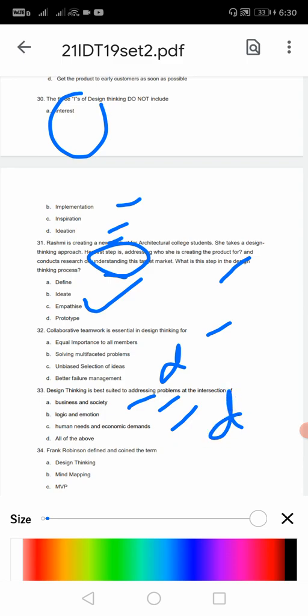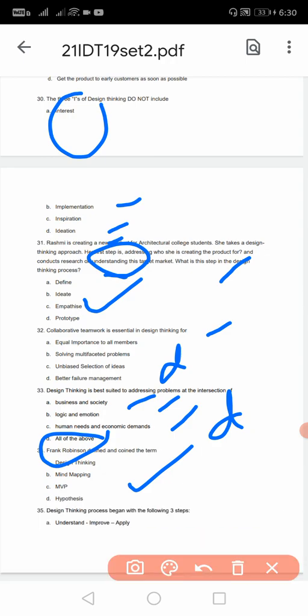34, Frank Robinson defined and coined the term. The answer is C, that is MVP. Remember this, Frank Robinson defined and coined the term MVP, minimum viable product.